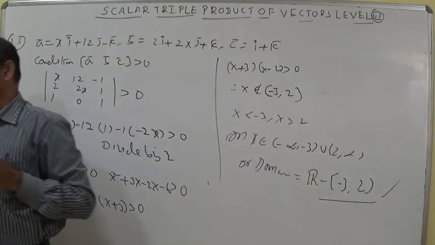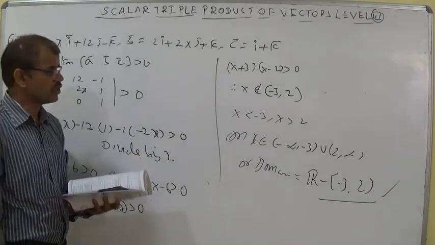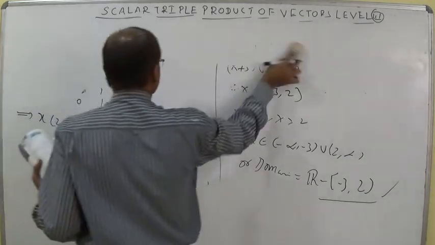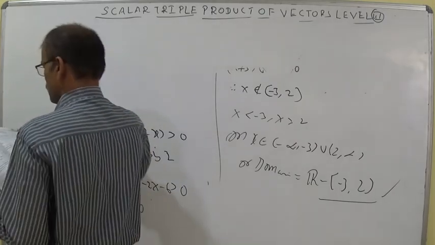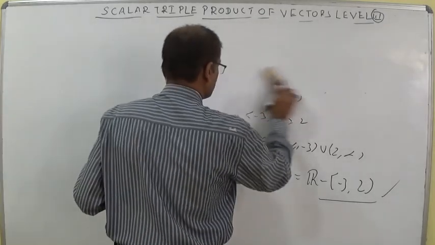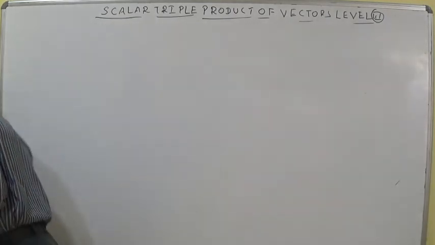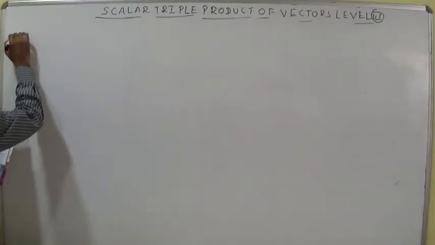Now we have completed the 13th question. Let us discuss the 14th question. A, b, c are three non-coplanar vectors, non-zero also. Whenever the condition non-coplanar, non-zero is given, you can say that they are linearly independent. Let us discuss the 14th one.